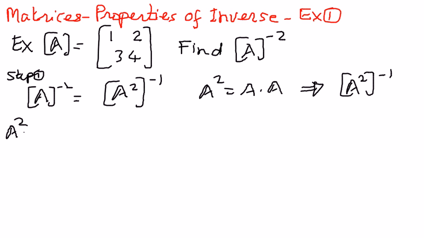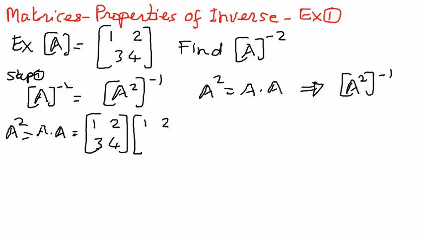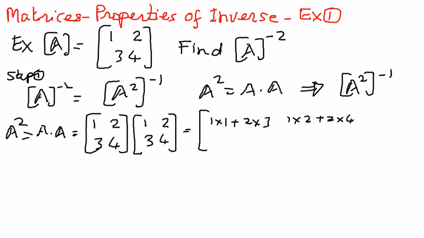So A to the power of 2 is going to be A times A, and then A matrix is 1, 2, 3, 4, and then when we multiply it by the same matrix again, 1, 2, 3, 4, the result is going to be as follows: 1 times 1 plus 2 times 3, that will be the first location of the product matrix. 1 times 2 plus 2 times 4 will be the second location, and then 3 times 1 plus 4 times 3, that will be the second row, first column location, and then we have 3 times 2 plus 4 times 4, that will be the second row, second column location.